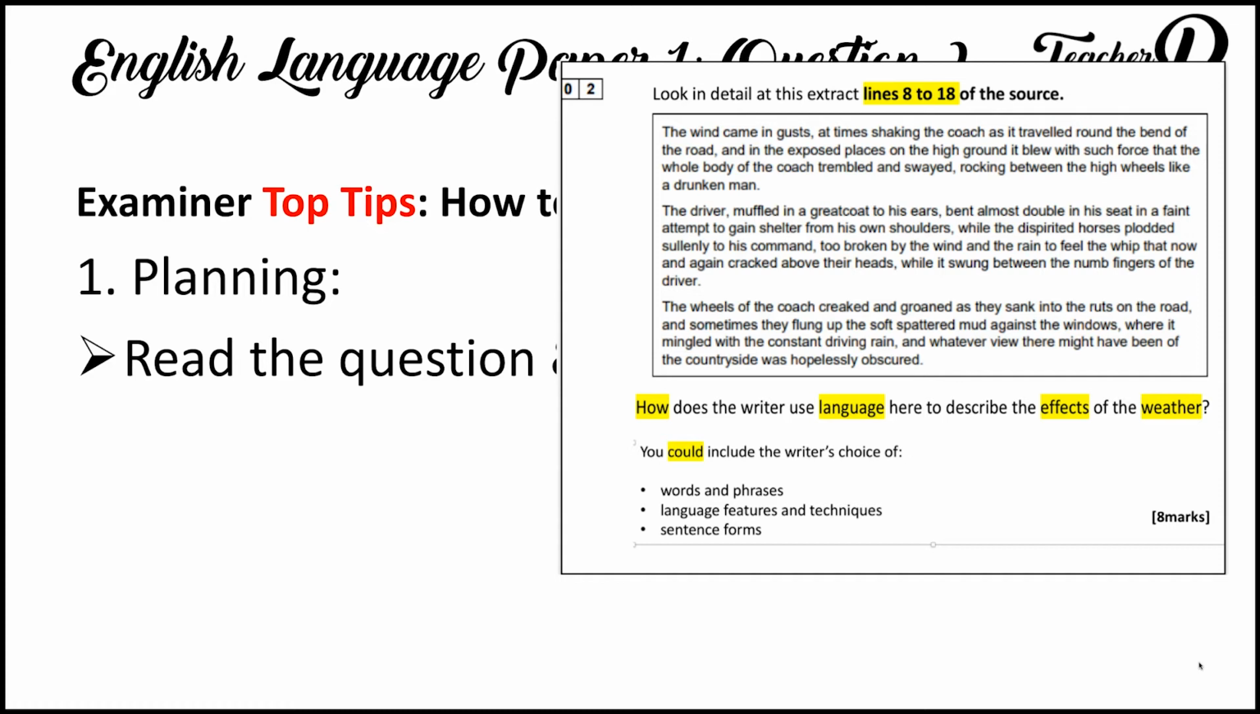And then you may also want to highlight the stem of the question. So what is it that they're asking you to look for? In this case, it's all about the weather.